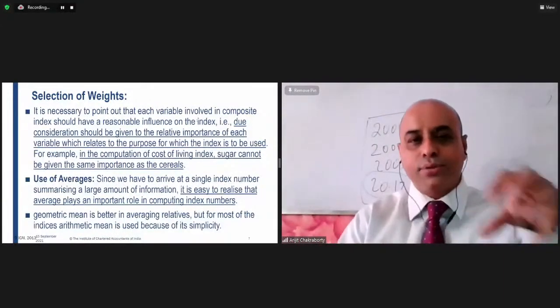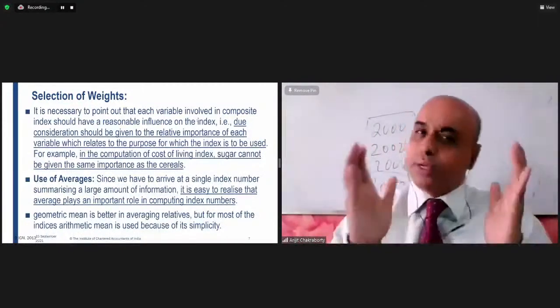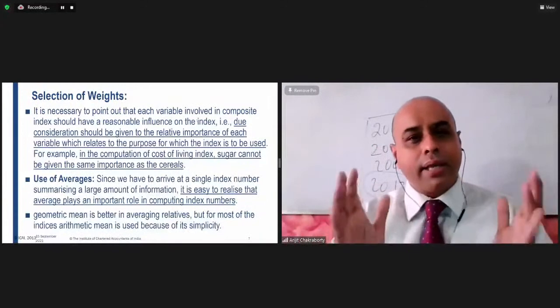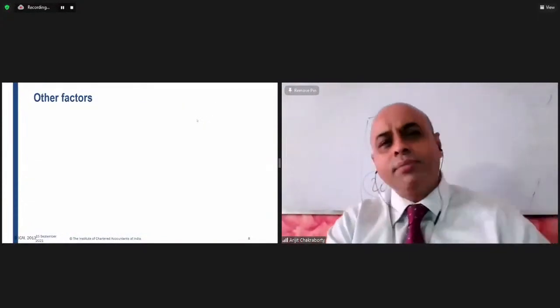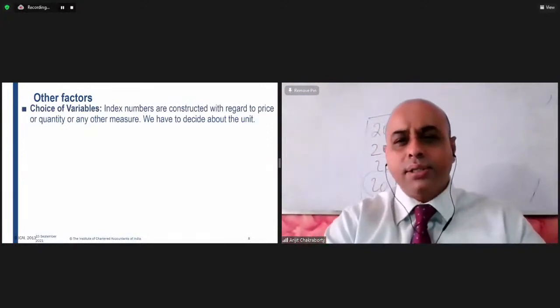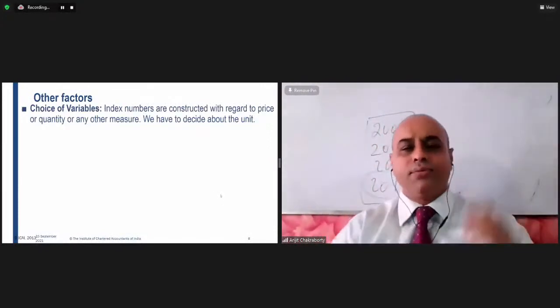So there, the selection of weights, selection of product, and the relative weight which we are giving to each of them has to be balanced and carefully selected. Now, there are some other factors. Choice of variables.